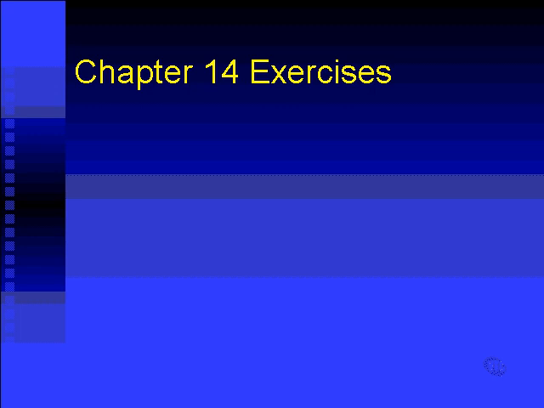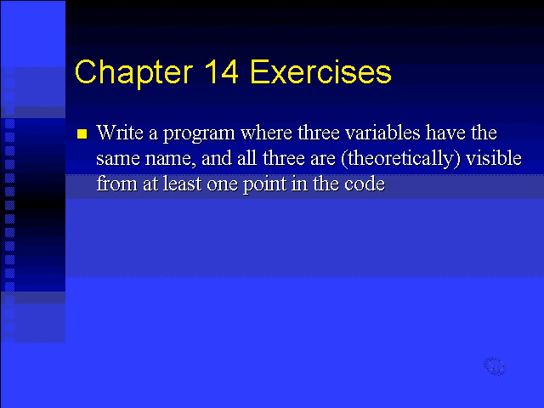Here are the exercises for Chapter 14. Firstly, write a program where there are three variables that have the same name, let's say for example the count variables, and all three are theoretically visible from at least one point in the code.